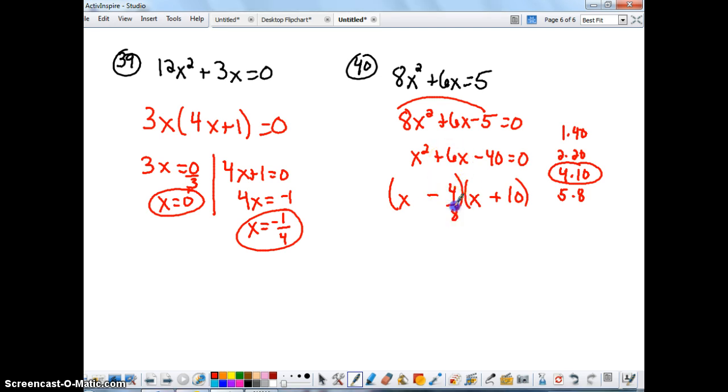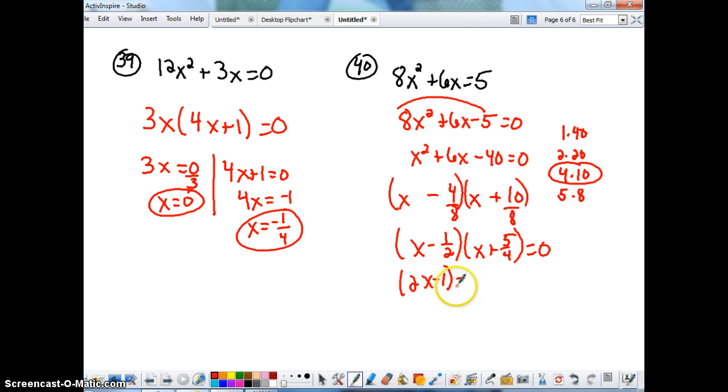And now we divide by 8. We're dividing by 8 because that's what we multiplied by. Reduce, this is x minus 1/2, and this is x plus 5 over 4. These are all set equal to 0, remember. Rewrite this: 2x minus 1 equals 0, and 4x plus 5 equals 0.